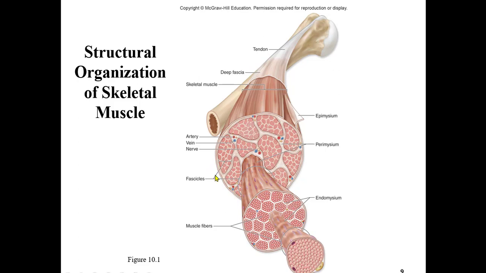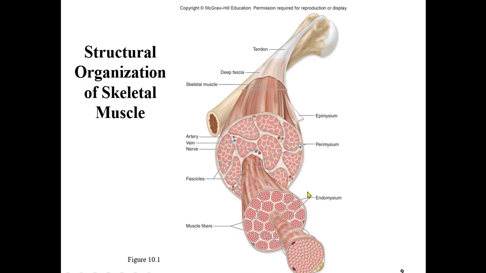Then the fascicle itself has a covering called perimysium. So are you noticing that the skeletal muscle has a covering called epimysium? Then inside of it we have fascicles. Fascicles have a covering called perimysium. Now if I take the fascicle, an entire fascicle here, and I take one of those, I get this rod.